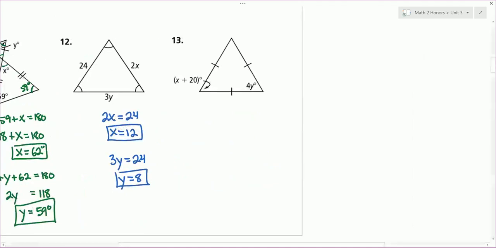Number 13, all three sides are the same length. Again, it's an equilateral triangle. And equilateral triangles are equiangular, meaning all three angles are equal. In fact, if all three angles are equal, do you remember what each angle measurement is going to be? Each one's 60 degrees. Equilateral triangles are 60, 60, 60. 60 plus 60 plus 60 adds up to 180. So all my angles are equal to 60 degrees. So x plus 20 is equal to 60, giving us x is 40. And 4 times y is also equal to 60, giving us y equals 15.